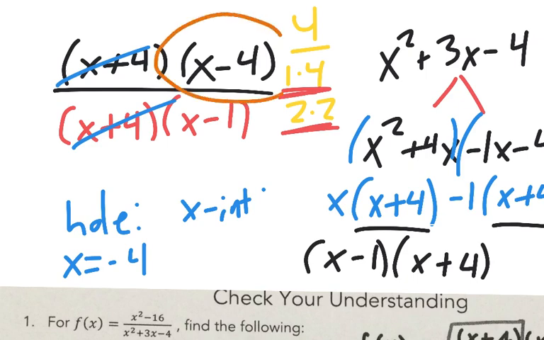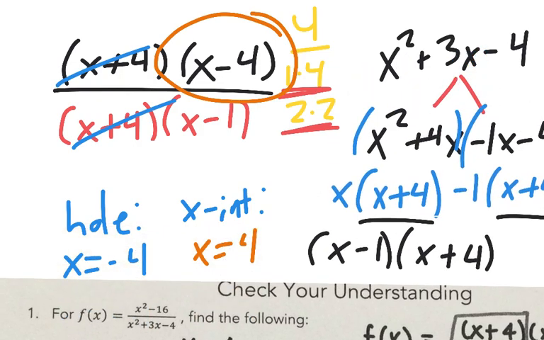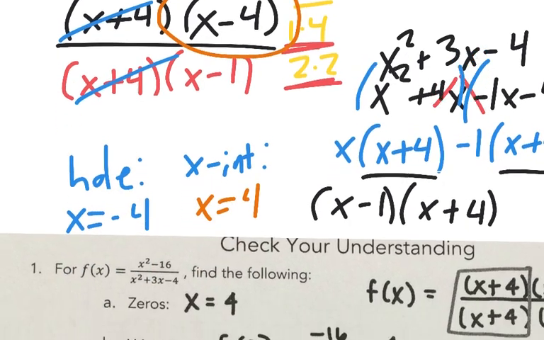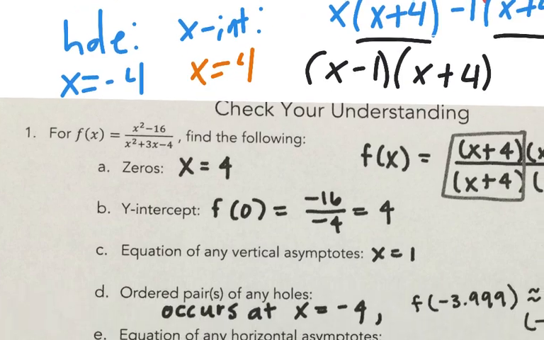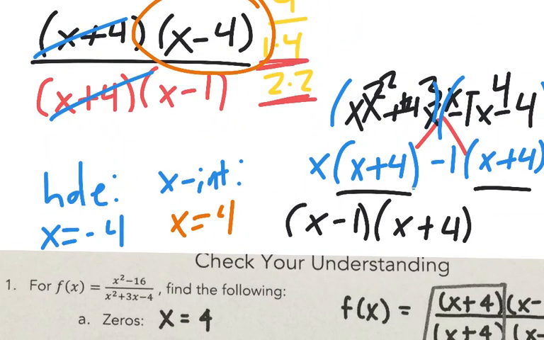Numerator. Whatever didn't cancel in the numerator gives an x-intercept. So the x minus 4 will be my x-intercept. Think about solving that. X minus 4 equals 0. So the x-intercept is at x equals 4. So the first question here, when it says find the zeros, the zeros are at x equals 4. Is everybody good with that?